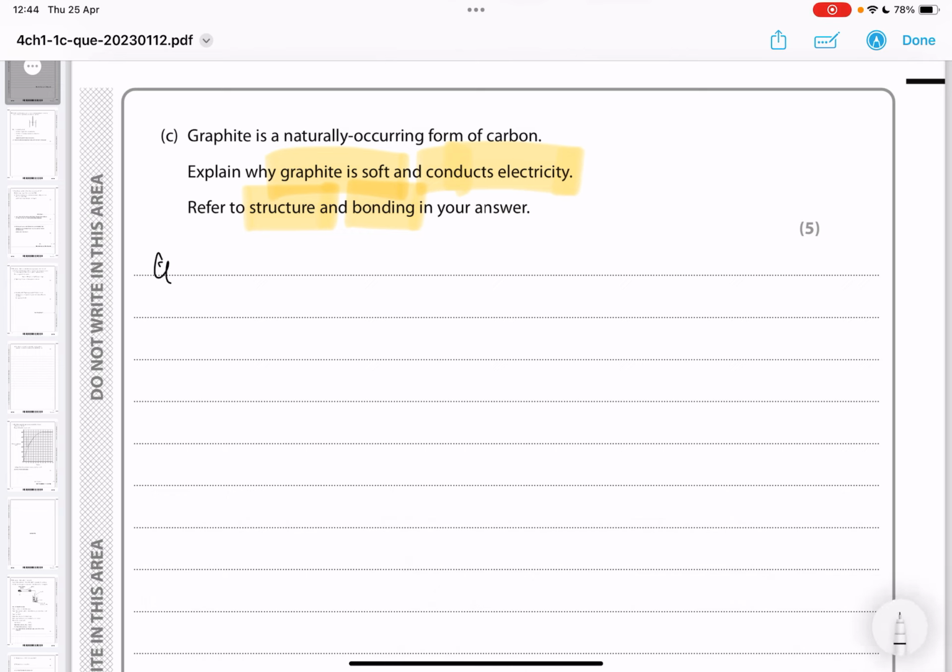Now, graphite is a giant covalent lattice, or giant covalent network structure. Okay? Now, why is graphite soft? Graphite's soft because graphite is arranged in layers. Okay, so you've got hexagonal sheets. Let me just draw a quick structure diagram so it'll help you understand.